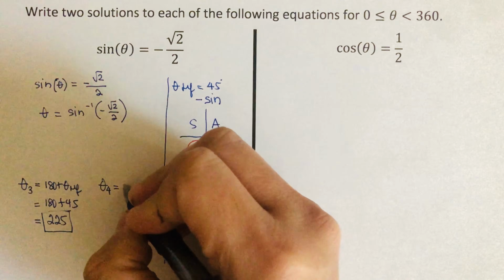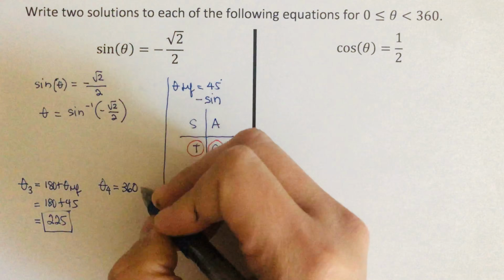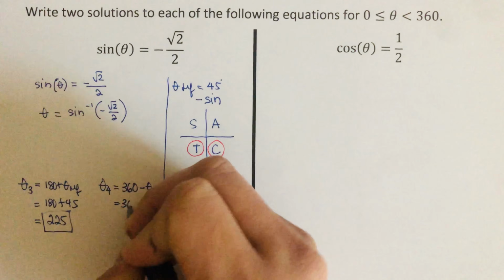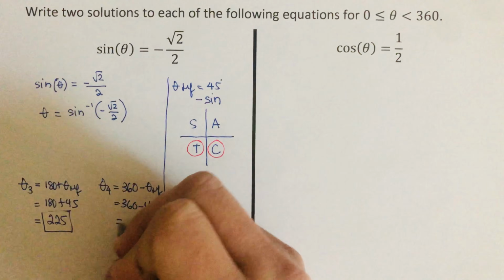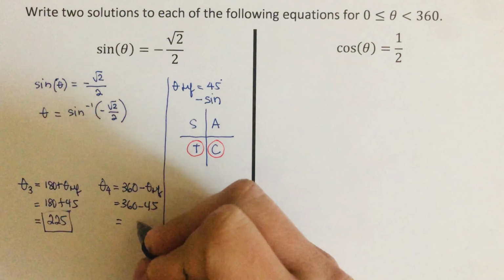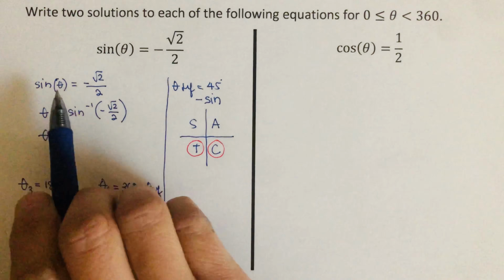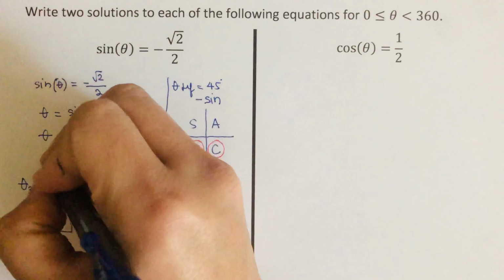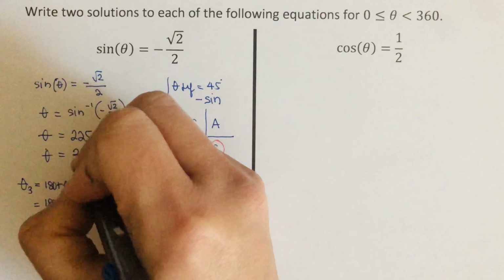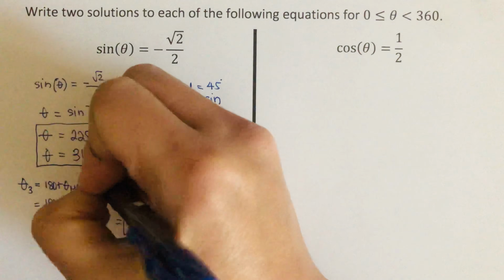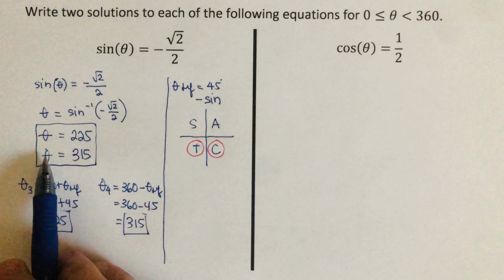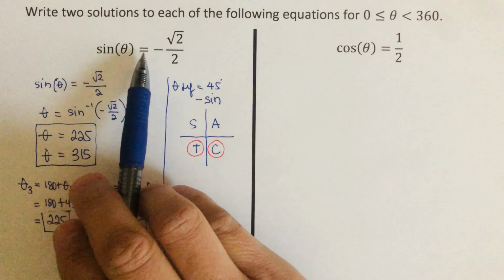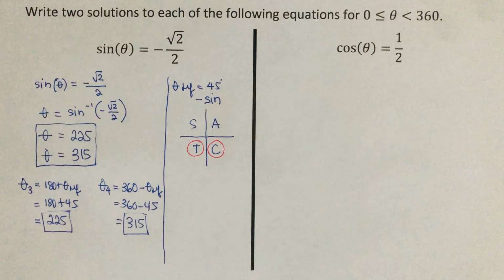And that is equal to 225. The other one right here would be 360 minus the reference angle, because that's in the fourth quadrant. So 360 minus 45 is going to be 315. So the theta that we have here would be 225 and the other theta is 315. So these are the two angles, or the two thetas, that will satisfy this equation: sine theta is equal to negative square root of 2 over 2.